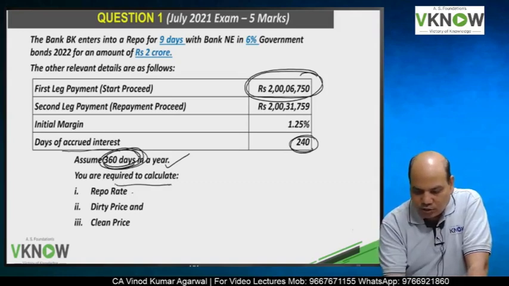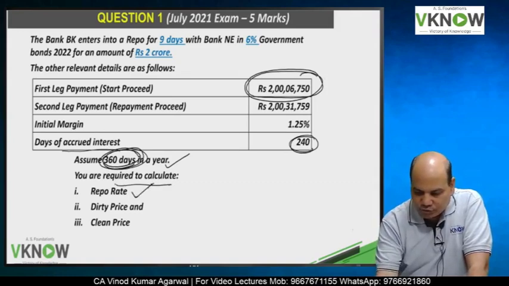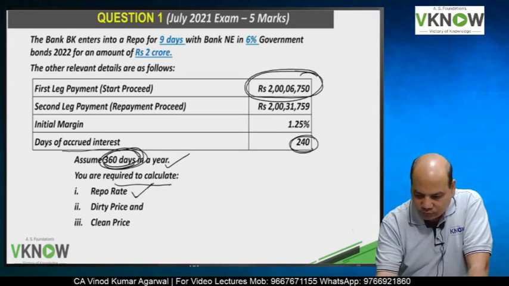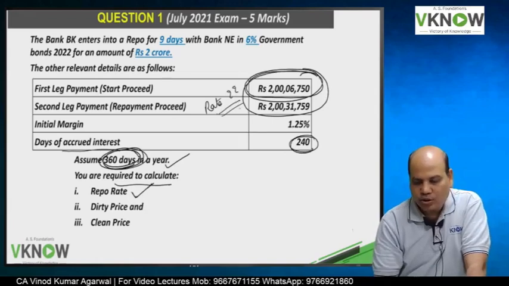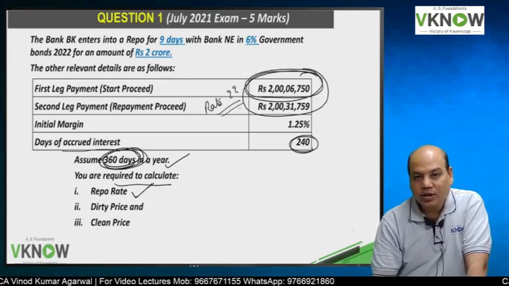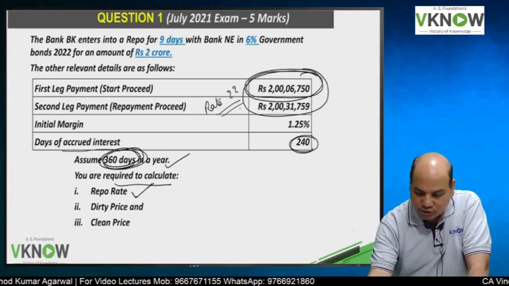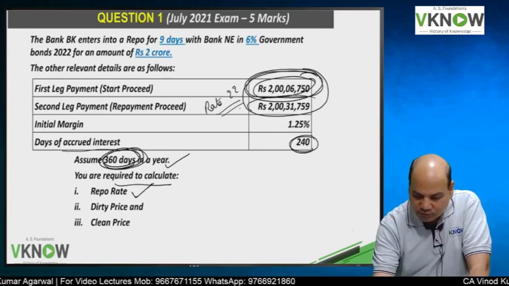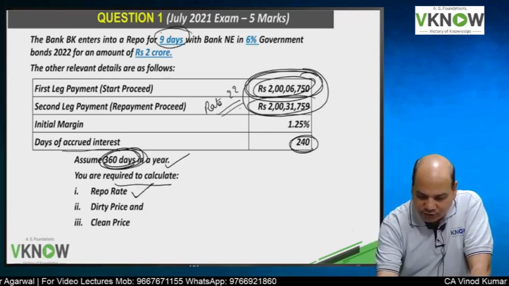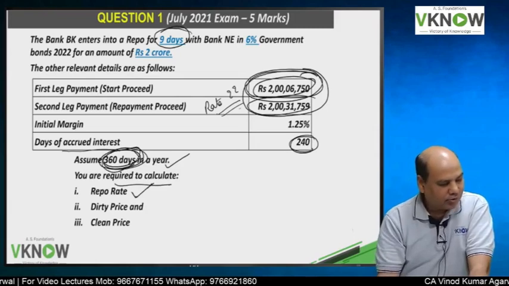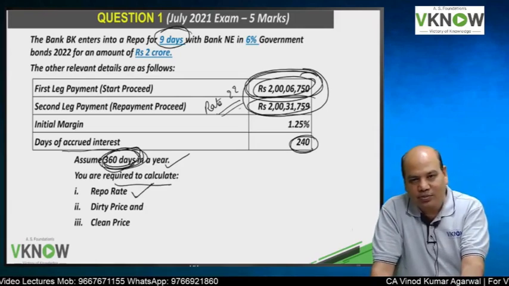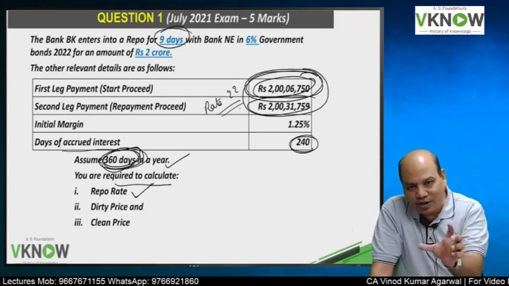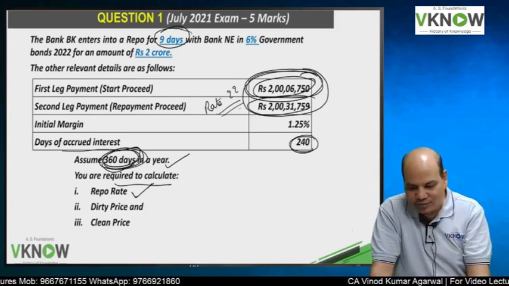You are required to calculate the repo rate. Basically, you have to find out the rate the lender has charged to the borrower. So this is your initial amount, this is the maturity amount, this is 9 days, this is 360 days. Don't you think you can easily find the rate charged by the lender? Simple interest, school-level mathematics.